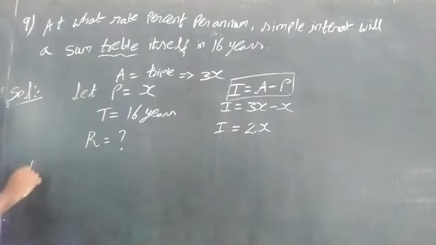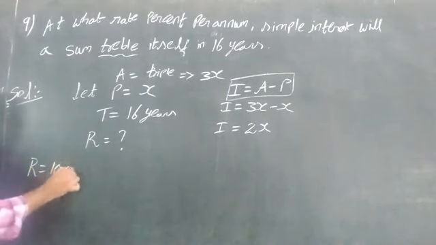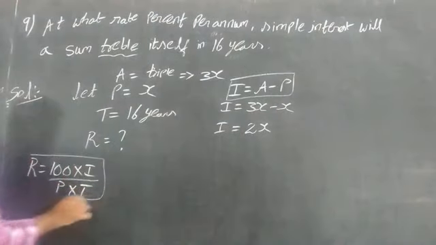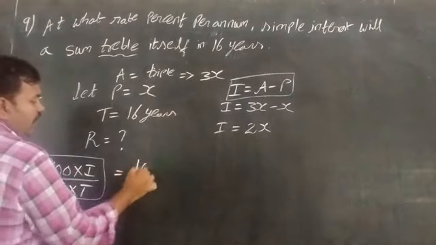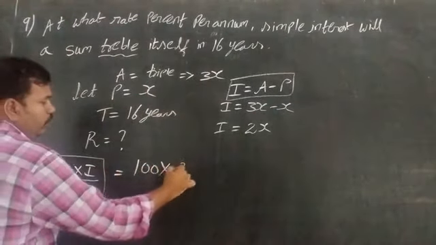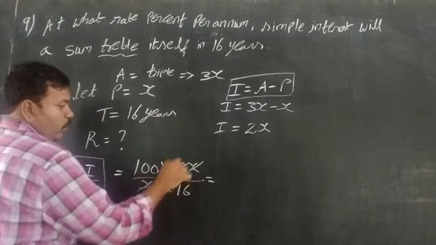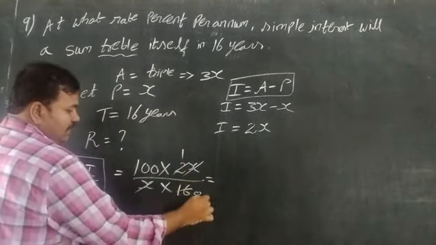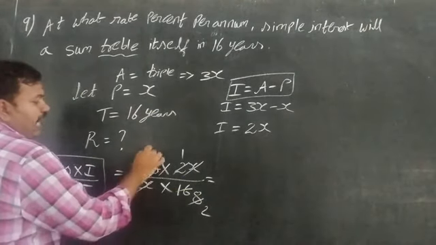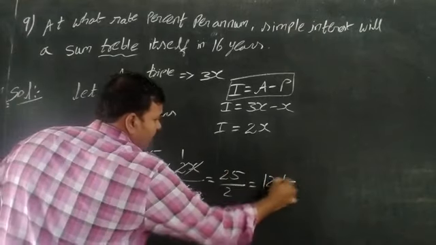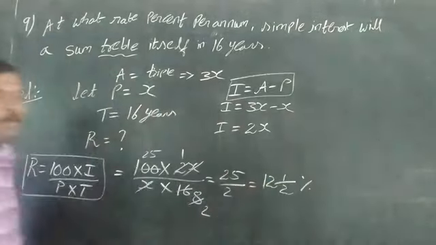Now writing the formula, R is equal to 100 into I by P into T, which is 100 into 2x by x into 16. x and x will cancel. 2 ones are 2, 8 times, 4 twos are 8, 25 times, so 25 by 2, which is equal to 12 1 by 2 percent per annum.